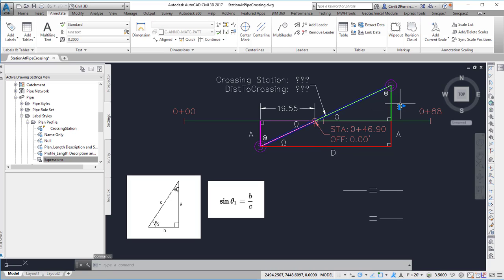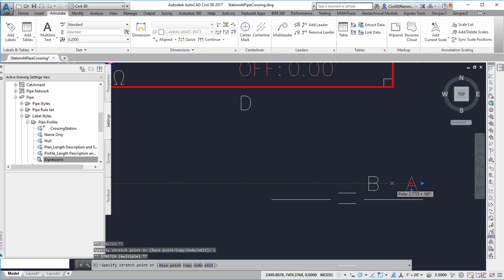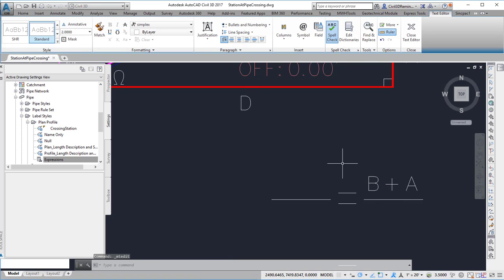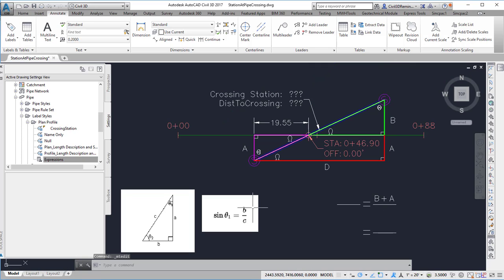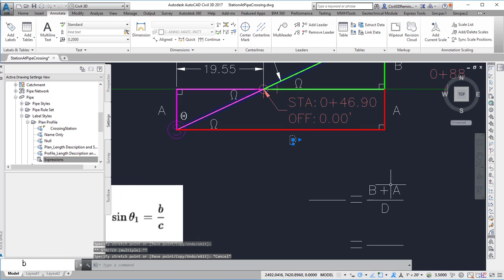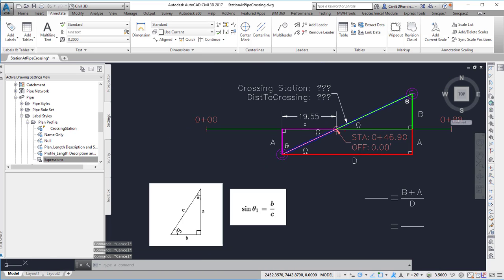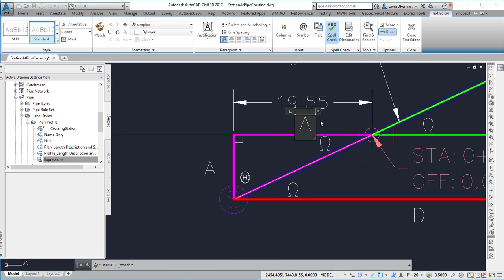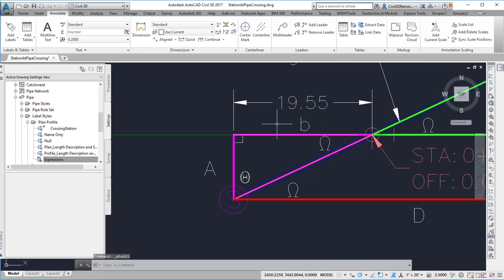So I can put B plus A on one side, so that's going to be the B value, and then for the D, it's just going to be D. And so the value that I'm looking for is this 19.55. So that's kind of my unknown. And I'm going to call that little b.